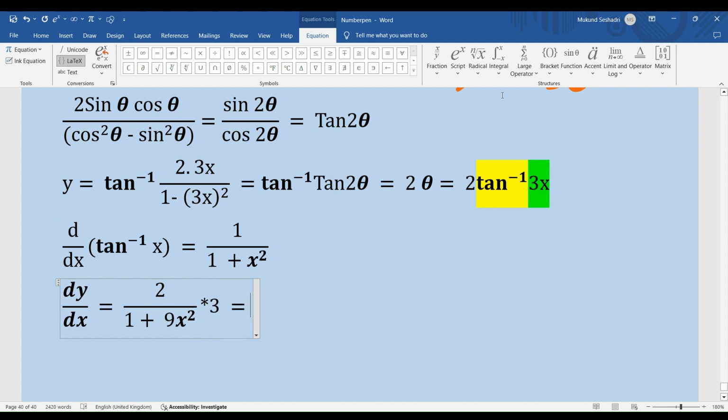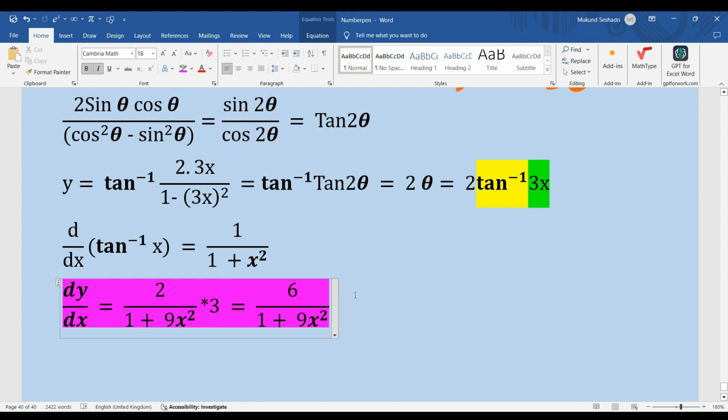So there I have more or less arrived at the final answer. 6 divided by 1 plus 9x square is my answer to this particular problem. So let me highlight it in pink. So there I have dy by dx equal to 6 divided by 1 plus 9x square.